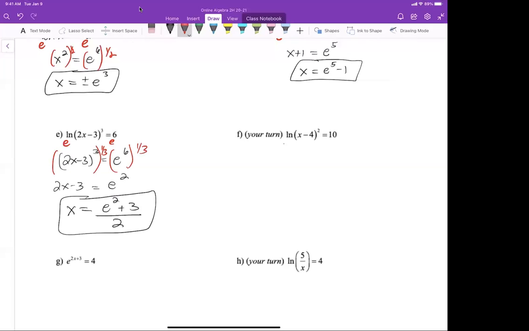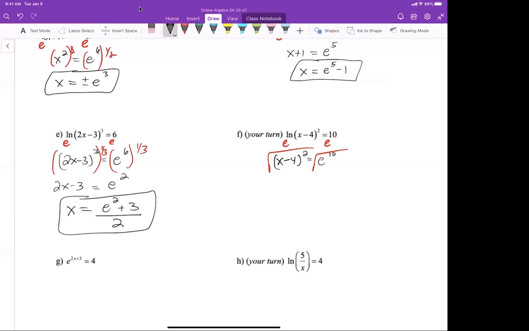I'm going to get rid of this natural log by raising that entire left-hand side, e to that power, and on the right, e to that power. I now have on the left-hand side (x minus 4) squared is equal to e to the 10th. I'm going to take the square root of both sides. You can think of it that way.